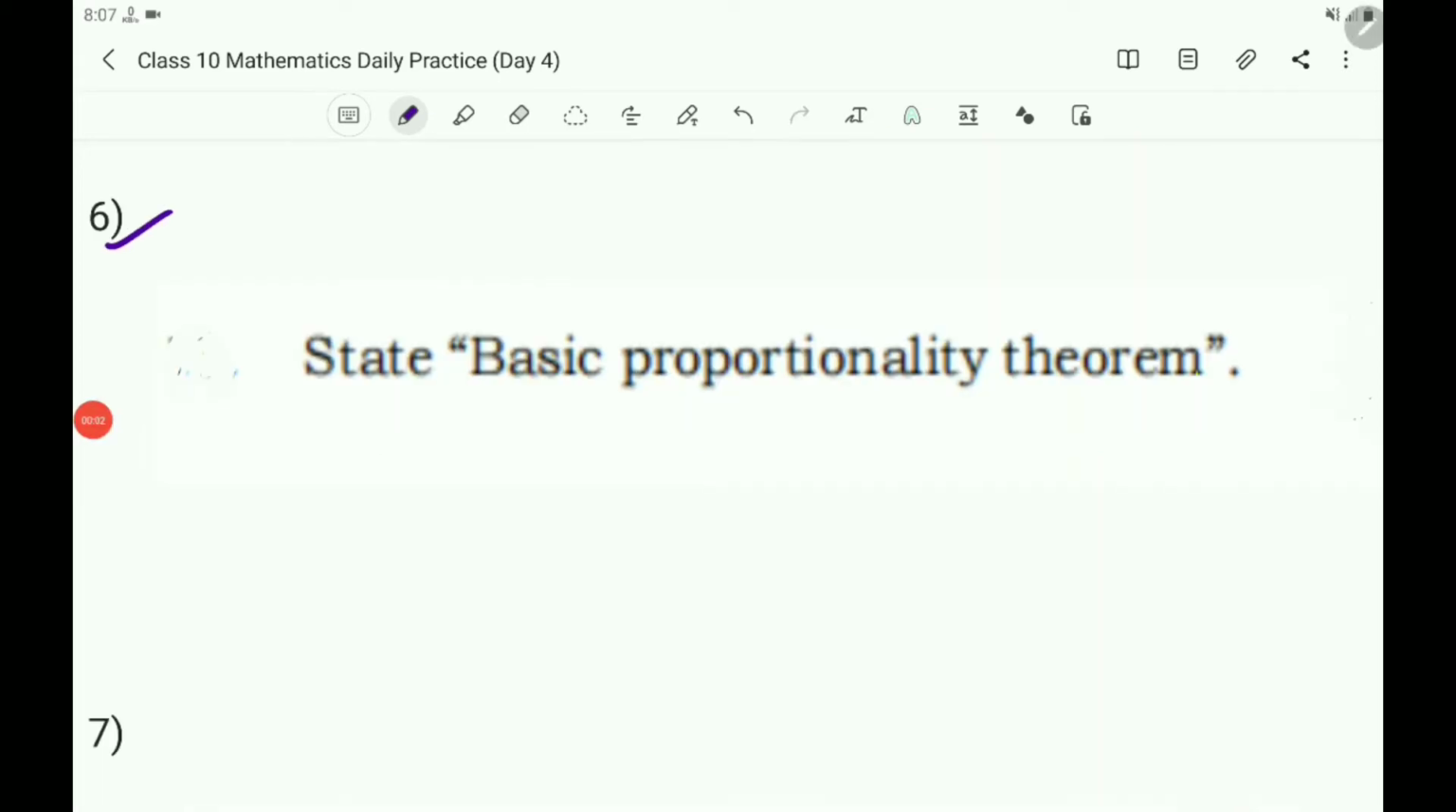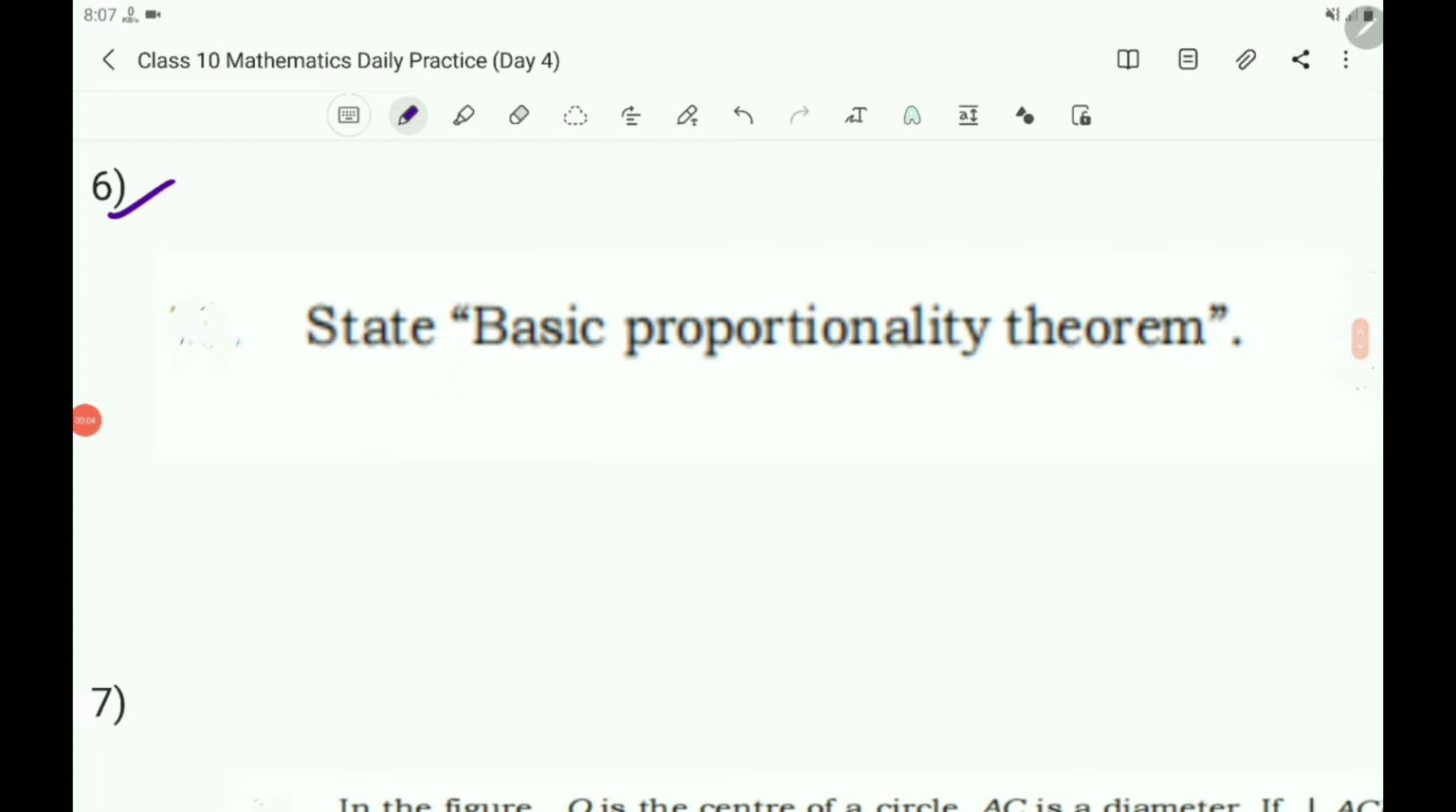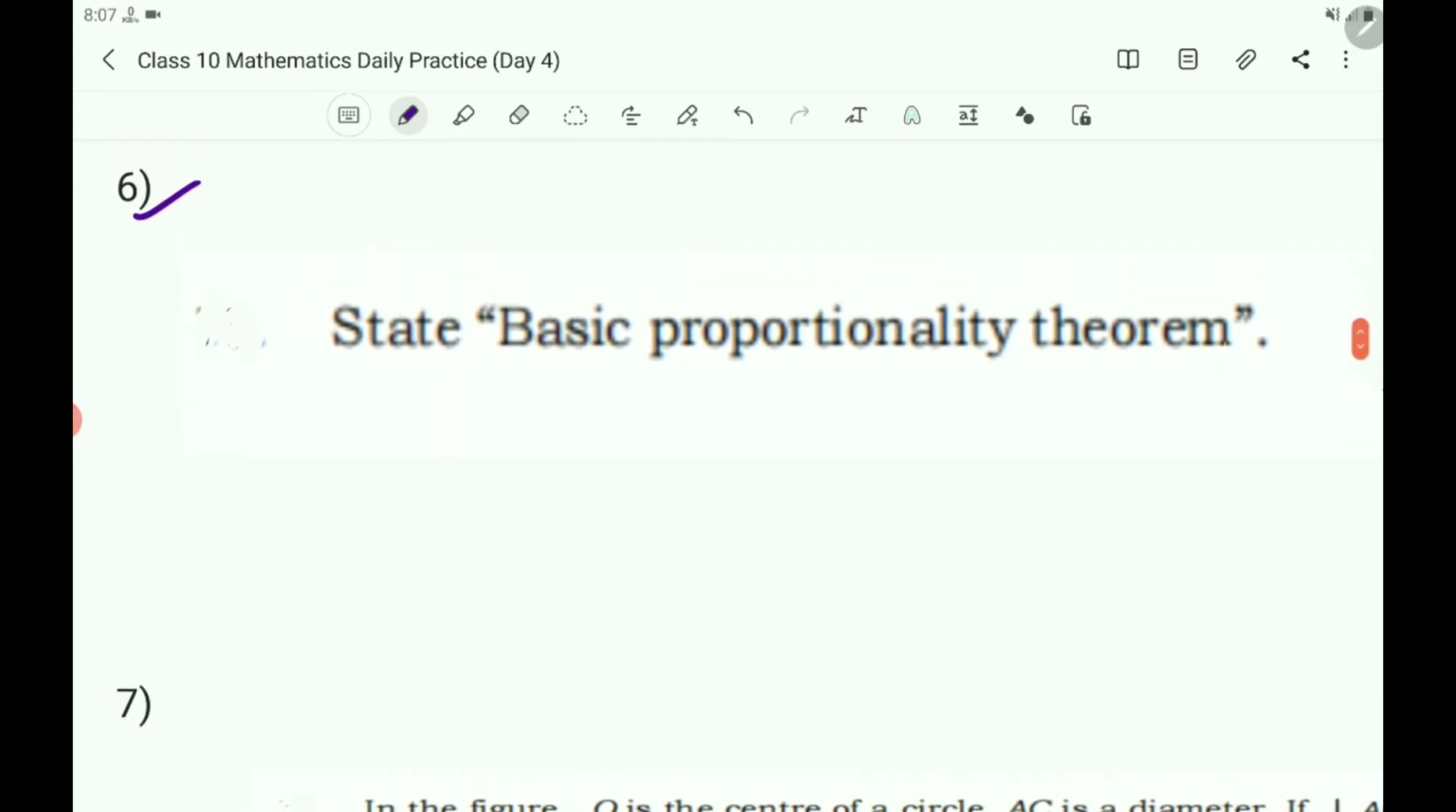Now the sixth question, state basic proportionality theorem. Basic proportionality theorem is nothing but Thales theorem. Thales theorem is also called basic proportionality theorem. What is the statement of basic proportionality theorem? If a line is drawn parallel to one side of a triangle to intersect the other two sides in distinct points, then the other two sides are divided in the same ratio. Write that.